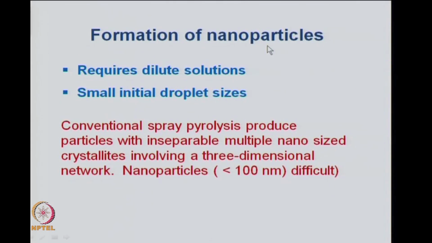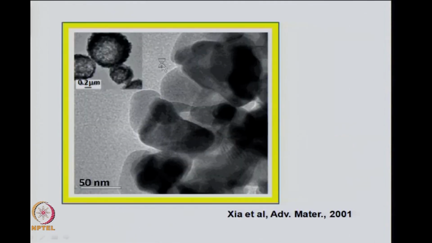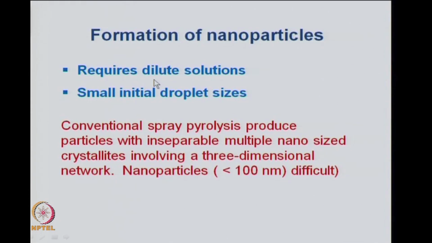The formation of nanoparticles using the spray pyrolysis technique would require very dilute solutions and very small initial droplet sizes. Since if you want to make small particles at the end, you have to start with small initial droplet sizes, and you need very dilute solution.